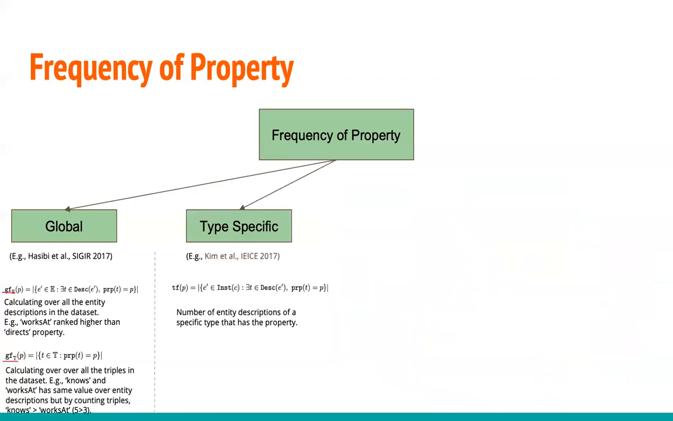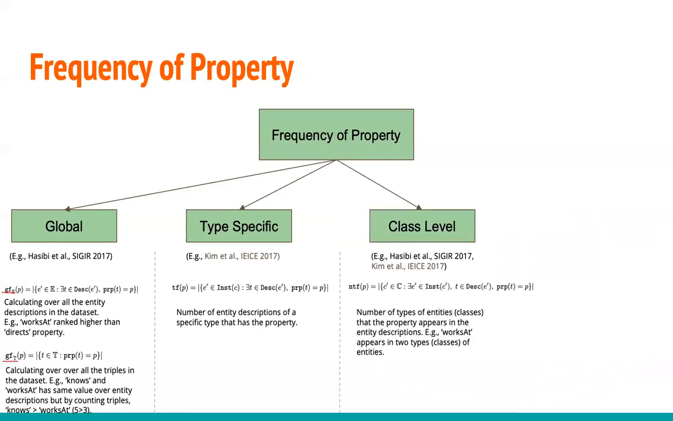And then you can always compute the frequency of a property by counting different types. So the number of entity descriptions of a specific type that have this property, as described here. And then you can also count the frequency of a property by counting the number of different classes in which this property appears.